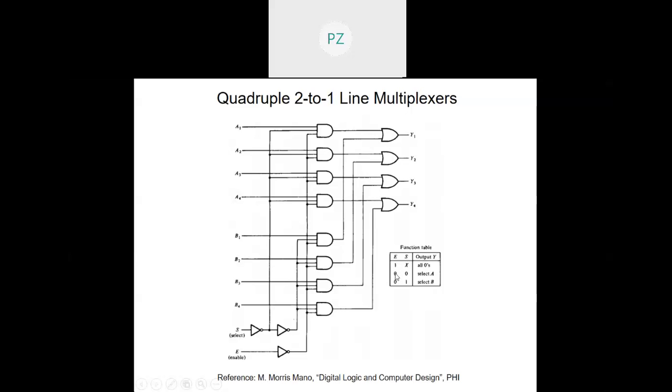Now see, corresponding to 0, 0, which means enable is 0 and S is 0. When S is 0, this particular gate will be enabled, and so will be this gate.